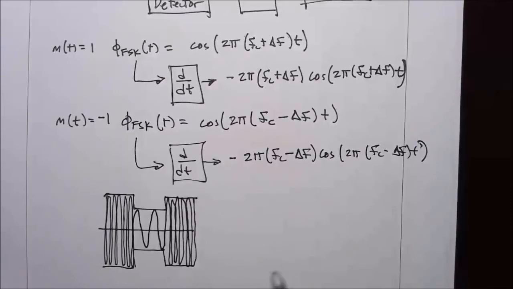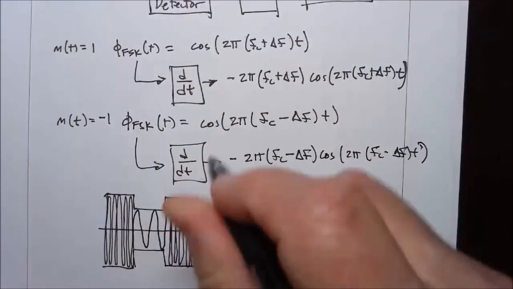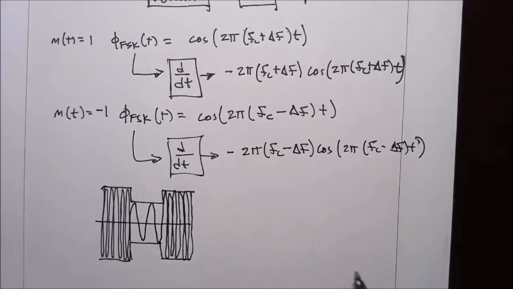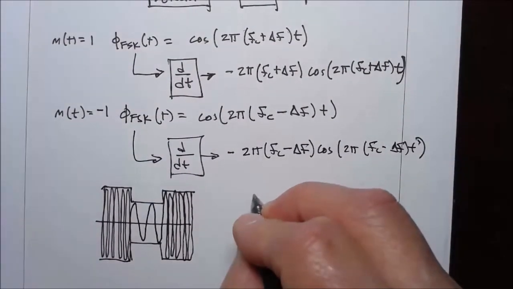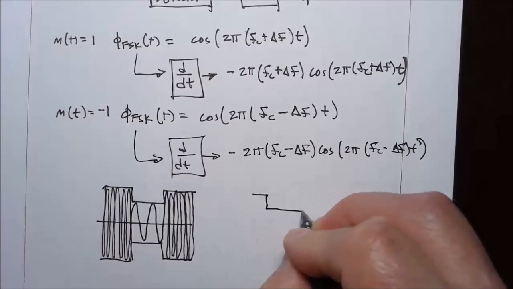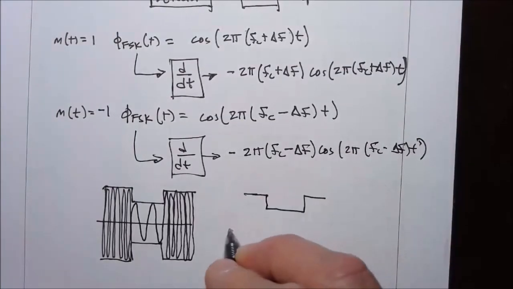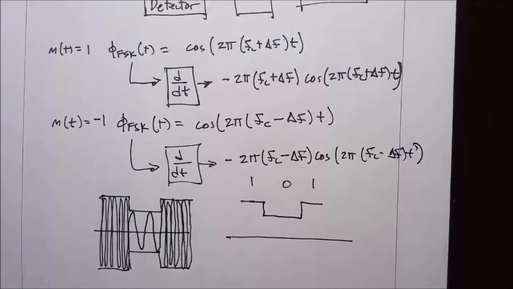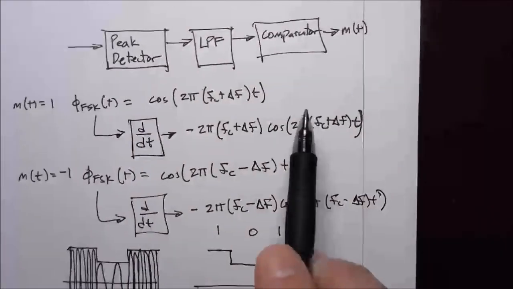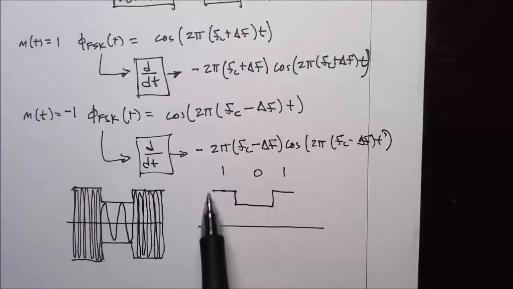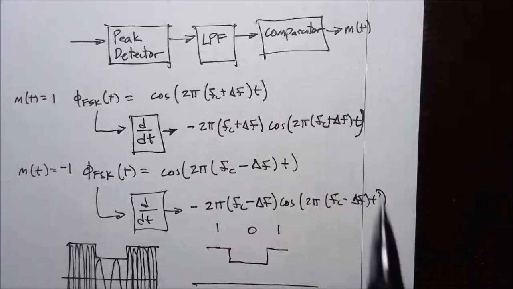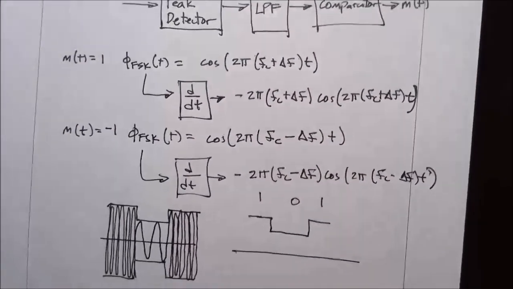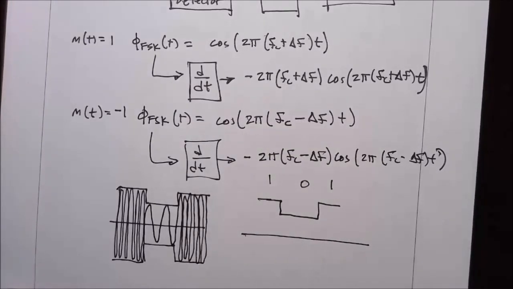Then this can be passed through a peak detector. This would be a rectifier. Then the low pass filter, and what would result is a signal for logical 1, and then 0 and 1, and then all that would take is some form of a comparator to turn this back into a proper digital signal, and we've demodulated the FSK signal.